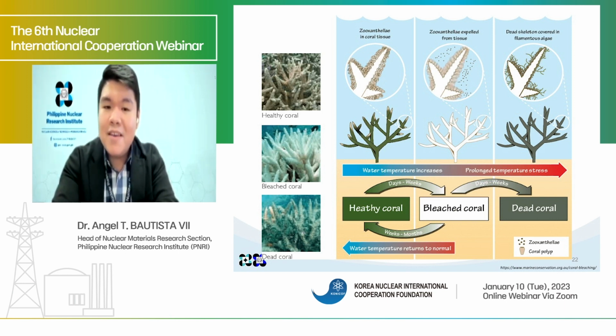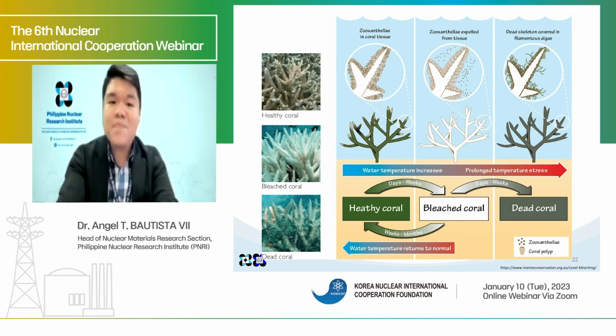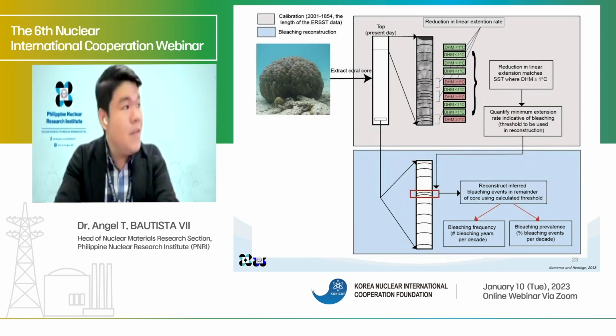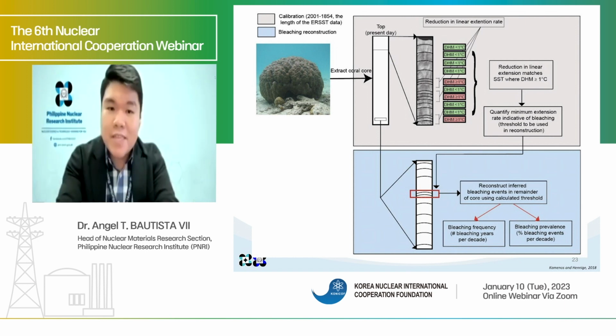This is coral bleaching. If the situation does not improve, then coral bleaching will lead to coral death. So the corals will die. But if the situation improves, the bleached corals can return to healthy corals. So using the information and technology that I've shared with you, we can also see in the coral skeletons the different coral bleaching episodes in the past.